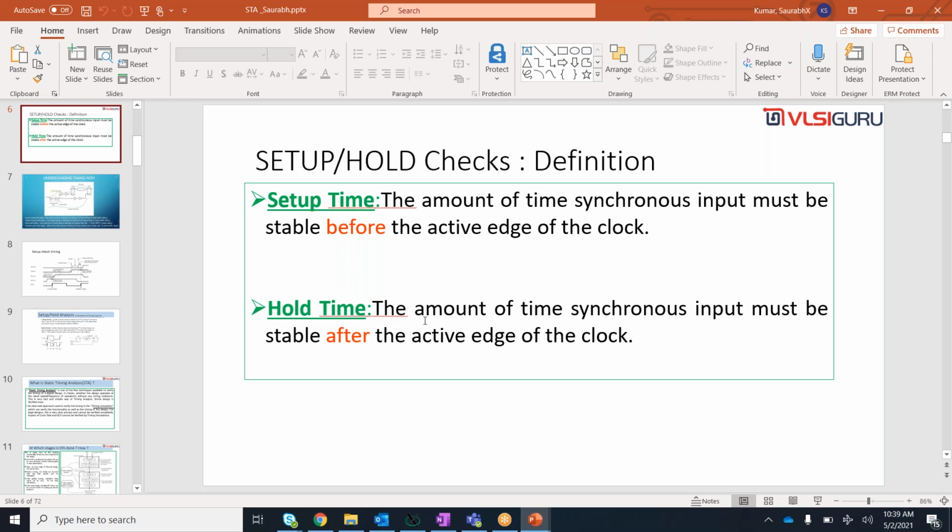And setup time means the amount of time the synchronous input must be stable before the active edge of the clock, similar to the boarding time. Before boarding time, all the passengers should reach so they can start preparing the flight. You can compare the same with data. Data will reach before the setup time so that they can start the transmission of data.